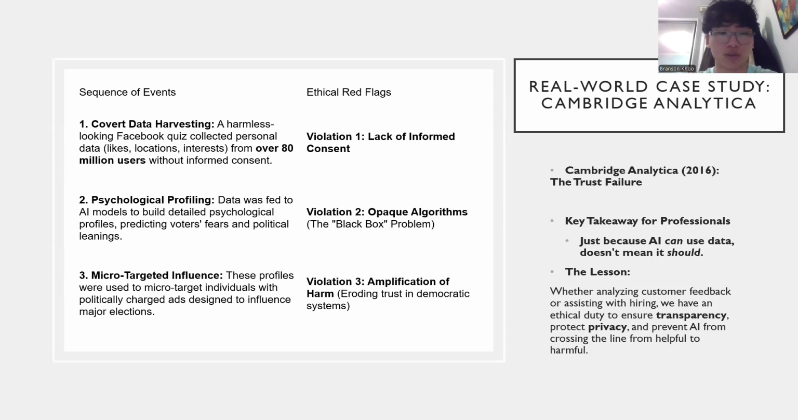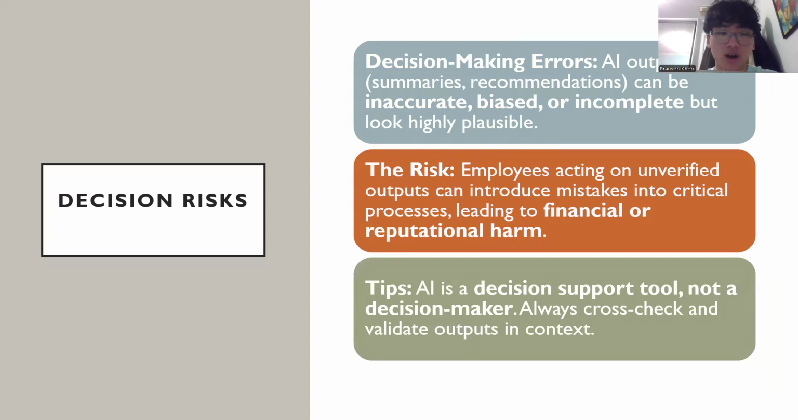So after covering data privacy, the next critical consideration is security risks. Even if we protect sensitive data, AI can still introduce vulnerabilities, not just for individuals, but for organizations as well. So being aware of these risks helps you use AI safely and maintain trust in your workplace.